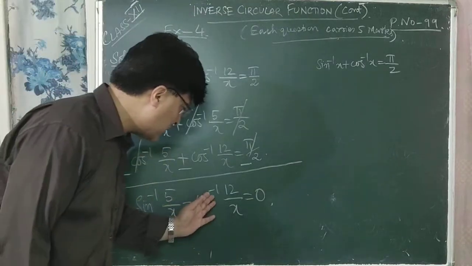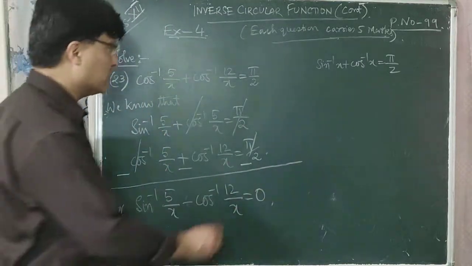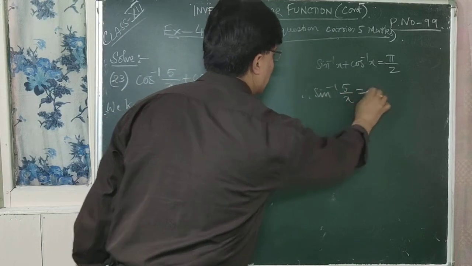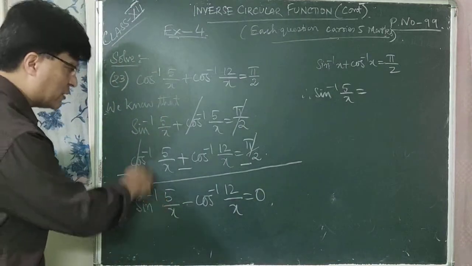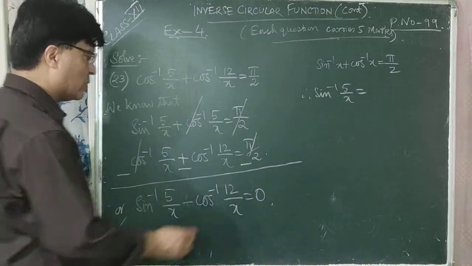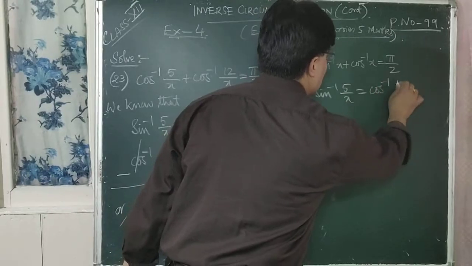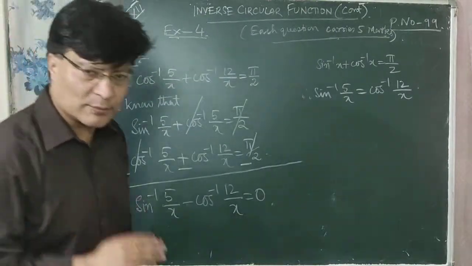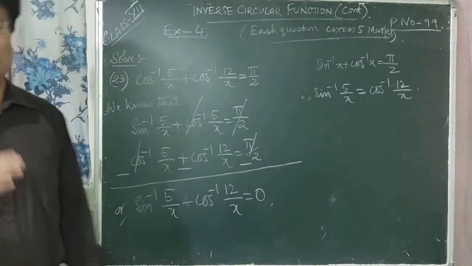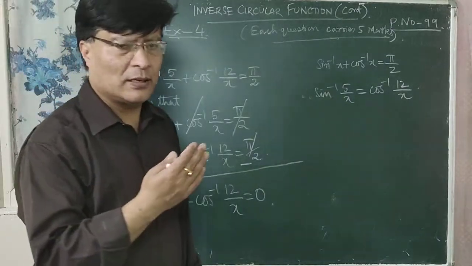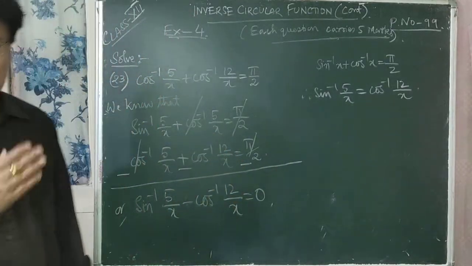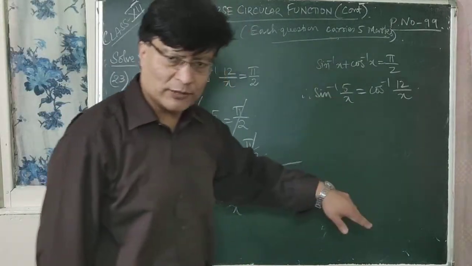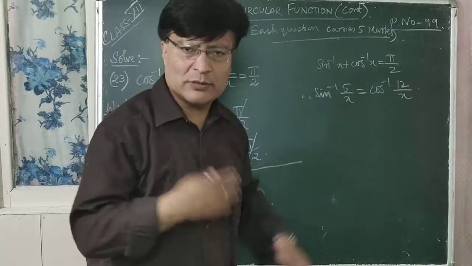Okay. So let us take this second term to the right hand side. So it becomes plus sign, isn't it? Therefore, sin inverse 5 by x is equal to, when this minus goes to the right hand side, becomes plus, cos inverse 12 by x. Okay. So this is an equation in terms of sin inverse and cos inverse. But you should convert it into the same inverse circular function. Either you can change sin inverse into cos inverse, or cos inverse into sin inverse.